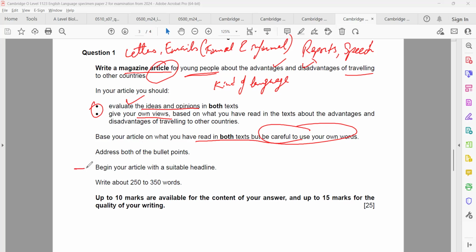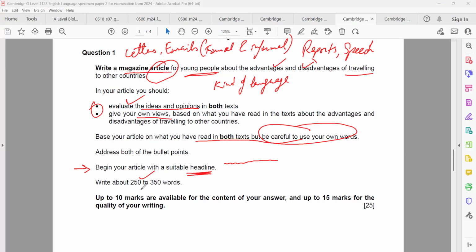Now, when they're giving you this, this is instruction. Because it's a magazine article, you need to give a suitable headline. Because it's for young people, it doesn't have to be so formal. You can write maybe, but we're not attempting it right now. So some heading. You could center it, you could put it on the side, but do give a headline because they're asking you to. This will be checked and this will be marked.